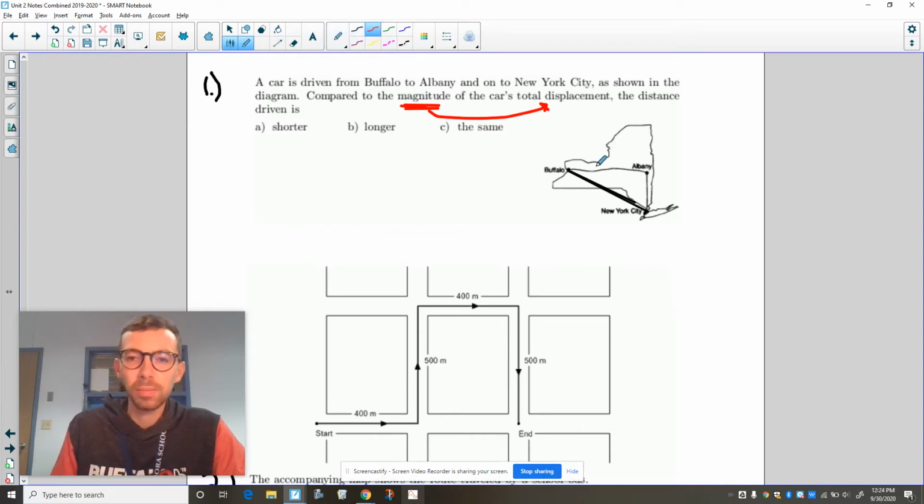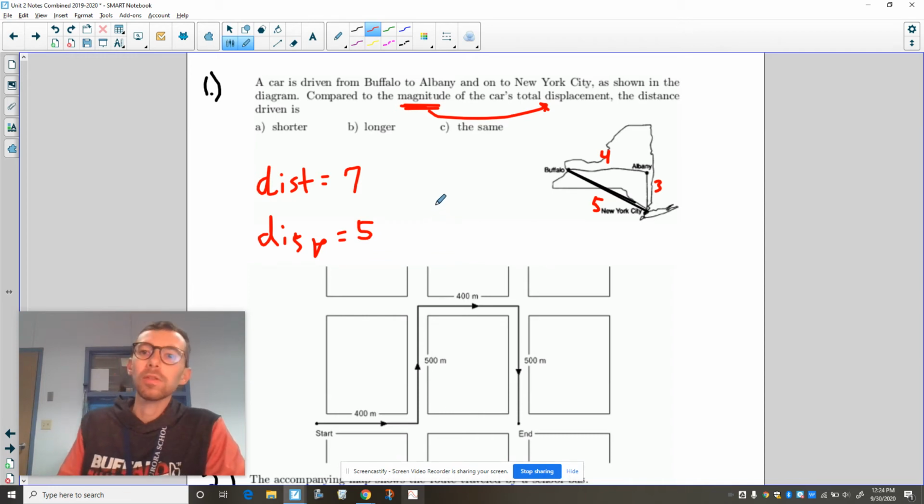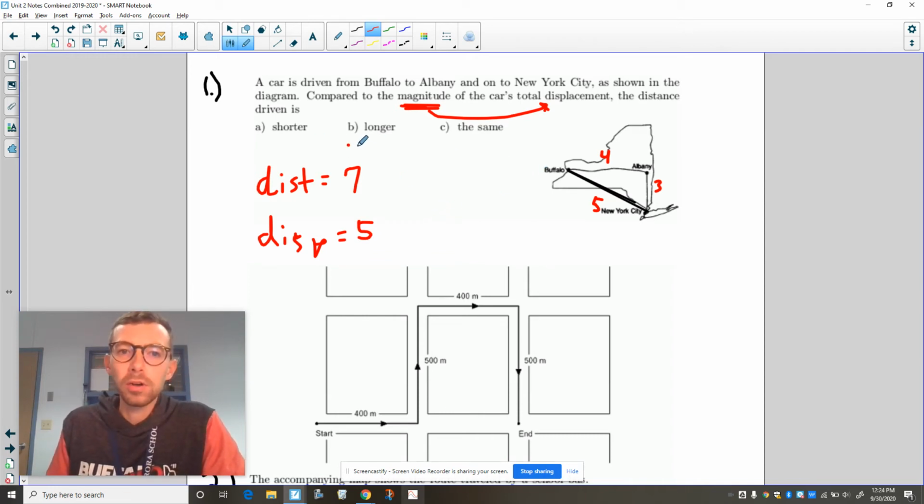So for example, let's just make up some numbers here. Say this side was 4 units. This side was 3 units. Well, that side is 5 units. So our total path, let's just do these numbers. The total path or distance is going to be, in this example, 7 units. But the displacement, the start to finish, is 5 units. So in this case, the distance is longer.